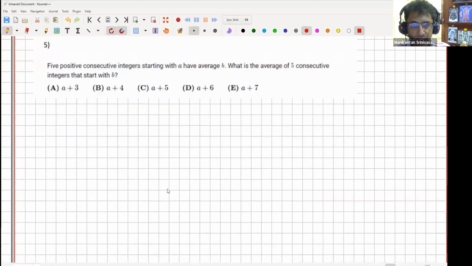Five positive consecutive integers starting with A have an average of B.